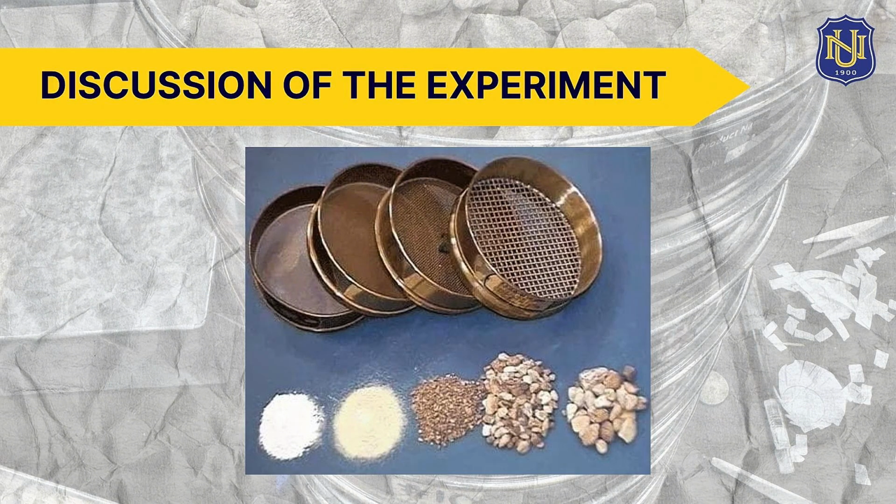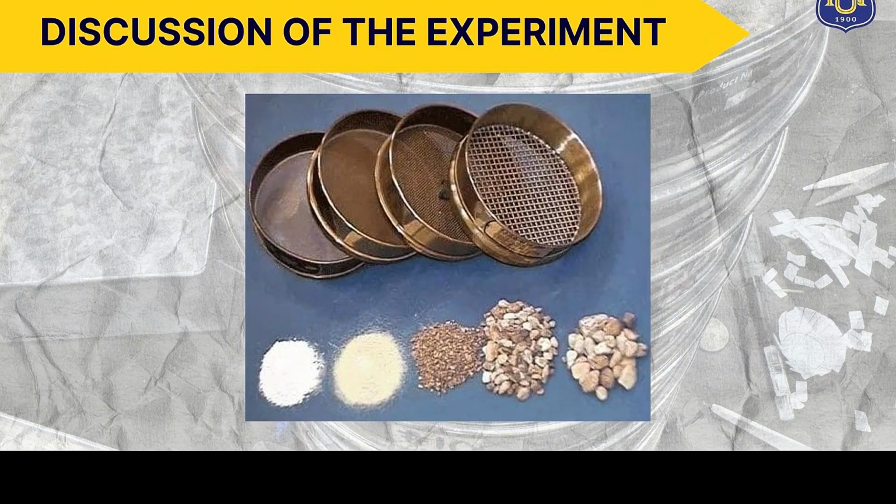After the sieving process, the retained materials in each sieve were weighed carefully using a digital weighing scale. The measurements were then compared with the original sample weight to determine the gradation and percentage error. This procedure demonstrates the importance of precision and accuracy in laboratory testing because even small errors can affect the quality of construction materials used in actual engineering projects.